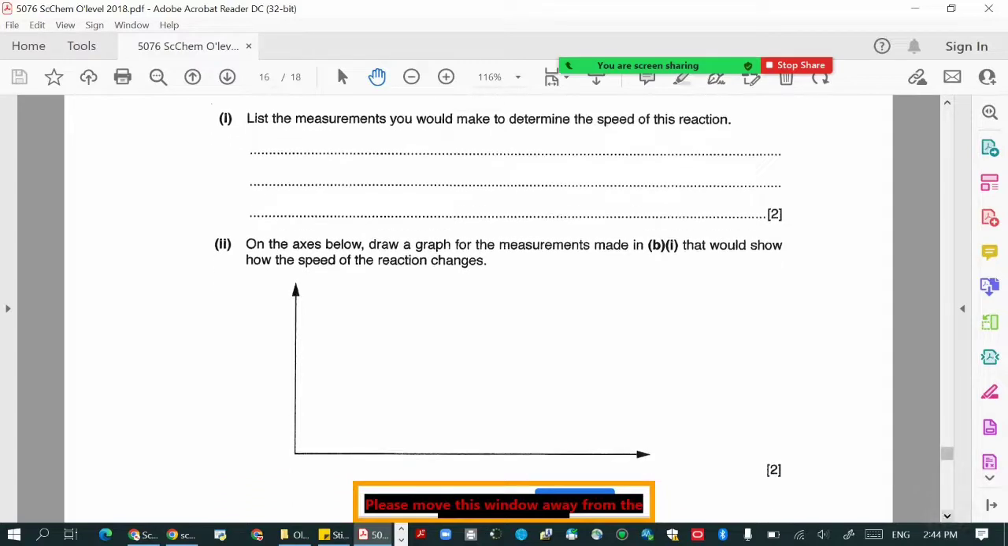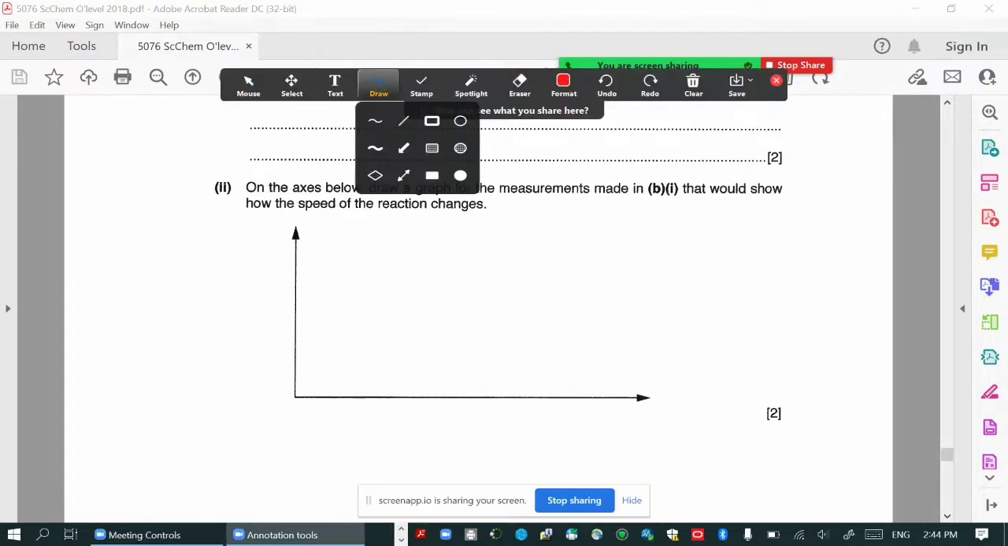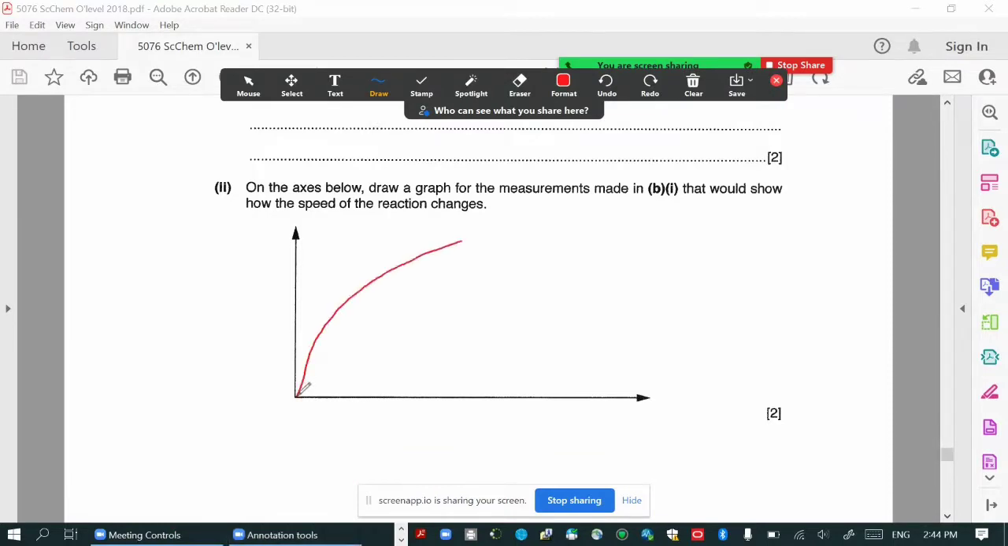So the graph would be a curve going up. It will be something like this. This is the volume of hydrogen in cm cube, and this will be the time in minutes. So the question asks you to describe how you will use the graph here to determine the speed of the reaction at 2 minutes. Let's say this is 2 minutes. How do you measure the speed of reaction at this point?